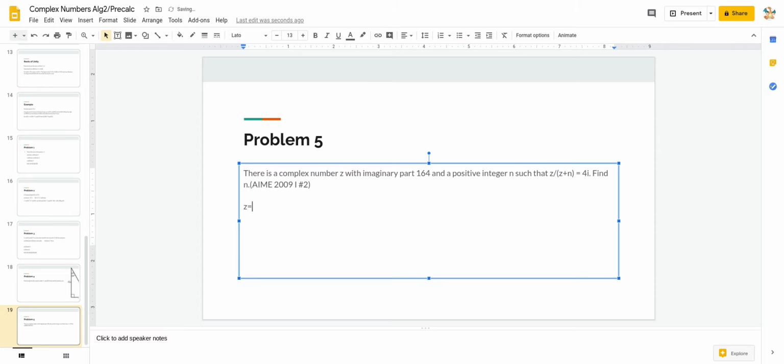Let z be equal to a plus bi. Since the imaginary part of z is 164, then bi must be 164i. This means b is equal to 164. So you want to find n such that a plus 164i over a plus 164i plus n is equal to 4i. You guys get this so far, right?